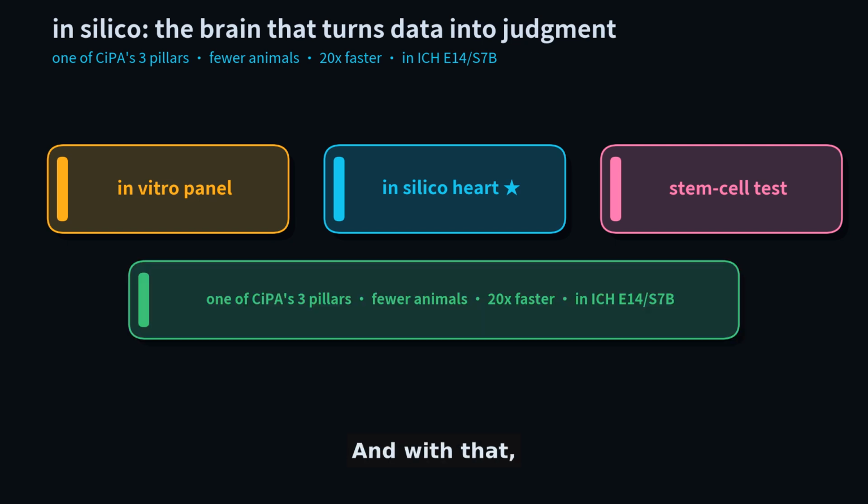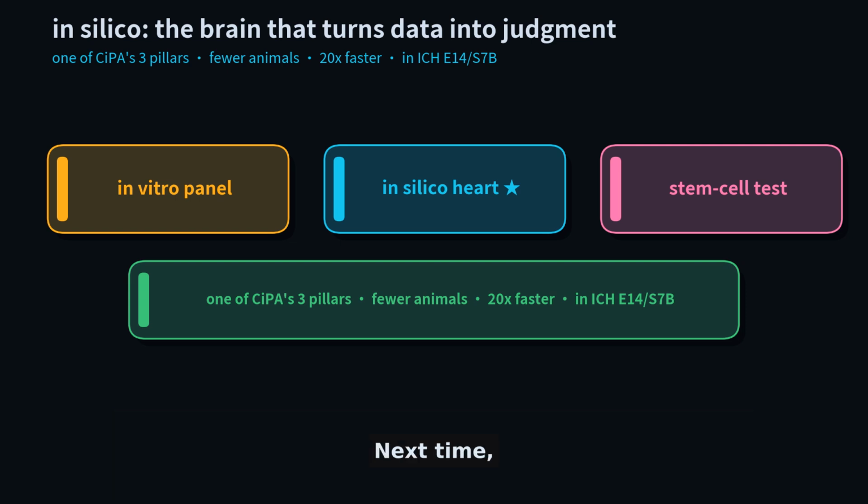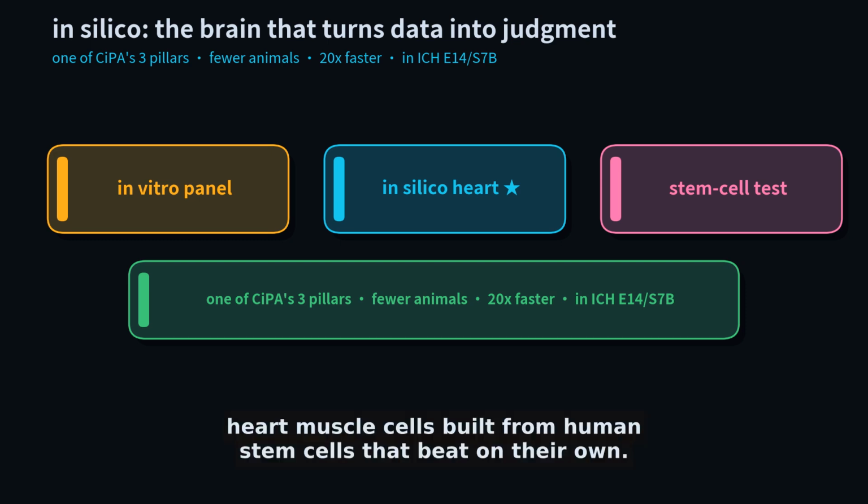And with that, this season has traveled from a single tiny ion channel all the way to a whole heart beating inside a computer. Next time, we land on the real star of that third pillar, heart muscle cells built from human stem cells that beat on their own.